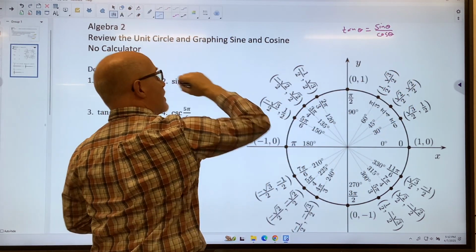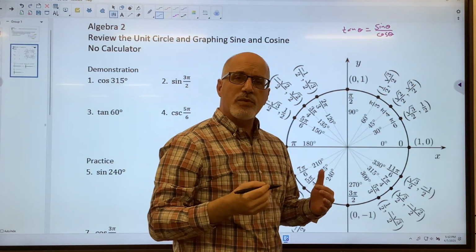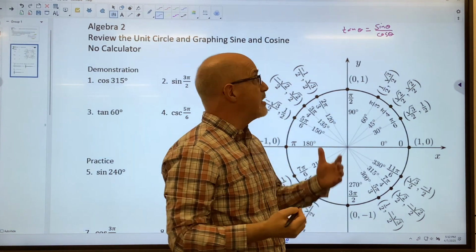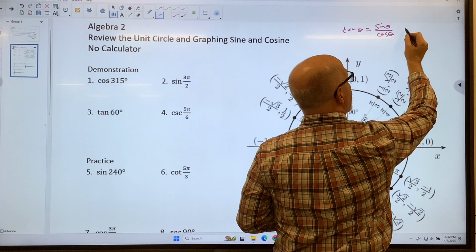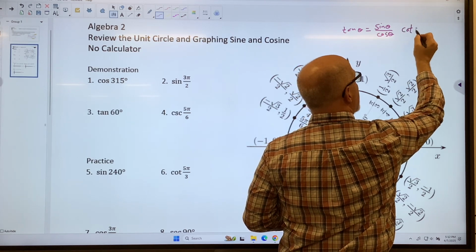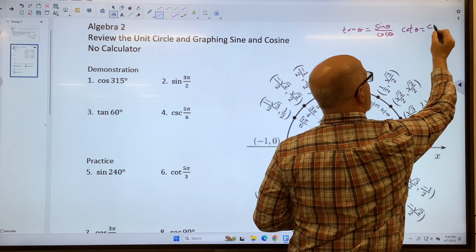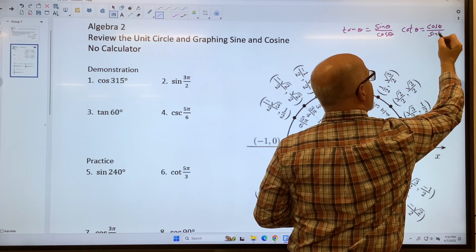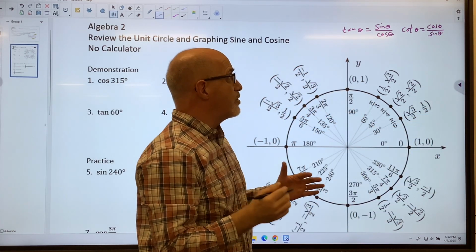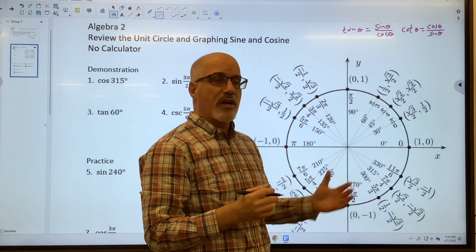Another one is the reciprocal ideas, and since we know that cotangent is the reciprocal of tangent, if you flip this fraction, you'll get cotangent. So cotangent is equal to cosine theta over sine theta. Okay, and then those two we can use to get values off of this.